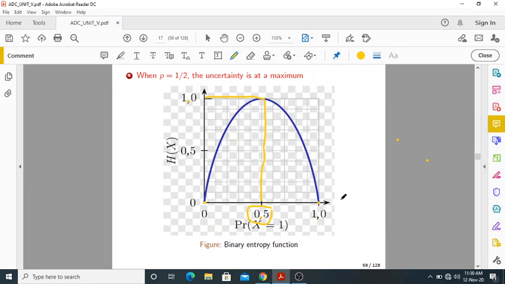Okay. So you must remember this. So here it is 0 at both cases. At p equal to 1 by 2 it is maximum, that is 1. Because at p equal to 1 by 2 there is more uncertainty, that's why there is more entropy.